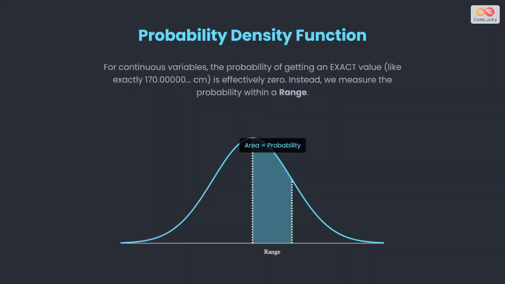In advanced statistics, we model these variables using curves called probability density functions. Because there are infinite specific values, the probability of getting one exact number is practically zero. Instead, we calculate the probability of a value falling within a specific range, represented by the area under the curve.